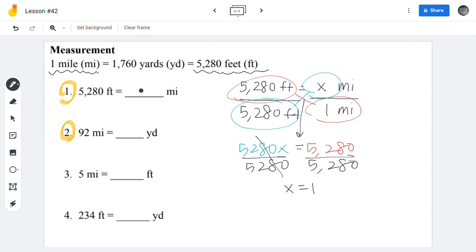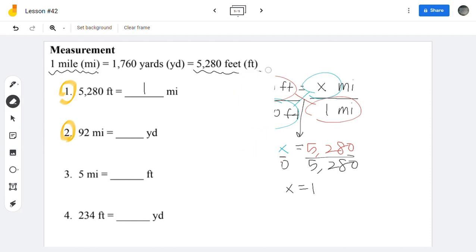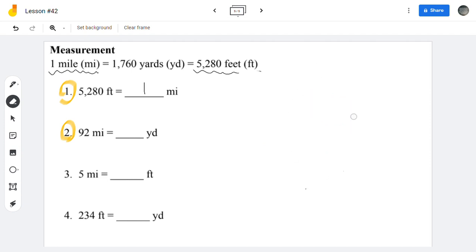So 5,280 feet equals 1 mile. So this is pretty obvious. You really didn't have to go through these proportions. You already know that 1 mile equals 5,280 feet. I just wanted to show you how this whole process worked with the proportions. And number 2 is where I'm going to really show you how it actually works, because number 1 you could have really done it without it.